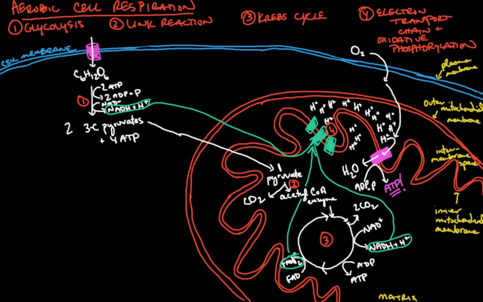So first is glycolysis, then something called the link reaction. The link reaction actually just links the products of glycolysis to step 3, which is the Krebs Cycle, named after Dr. Krebs, who won a Nobel Prize for discovering this process. And then the last one is called the Electron Transfer Chain, in which there's this process called oxidative phosphorylation. It actually happens in cell respiration as well, and in photosynthesis as well.